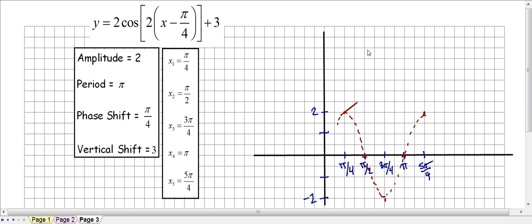Now to finish this, all we have to do is shift up 3 units. 1, 2, 3. So we just move each point up 3 units. 0 up 3 units. -2 up 3 units. 0 up 3 units. And 2 up 3 units. And our final graph comes in here like this. And there you go.